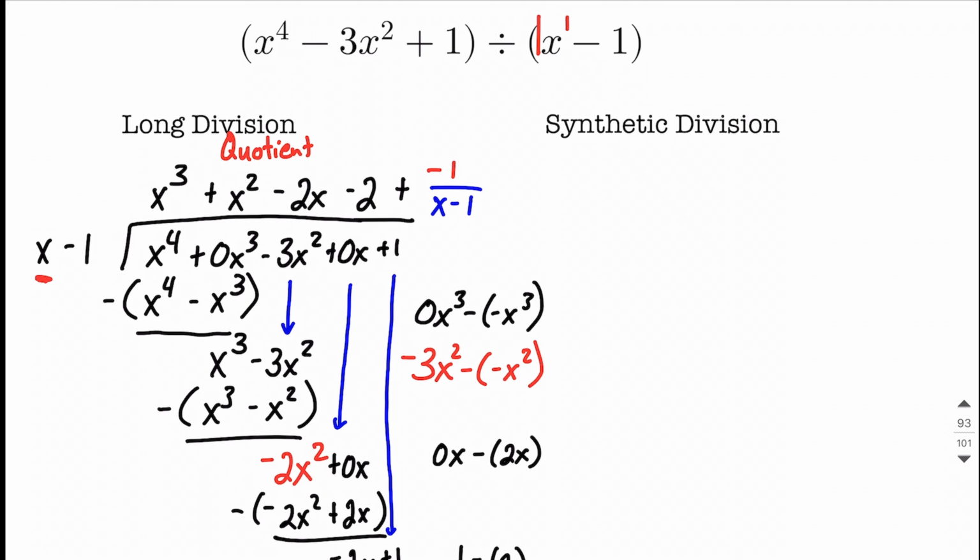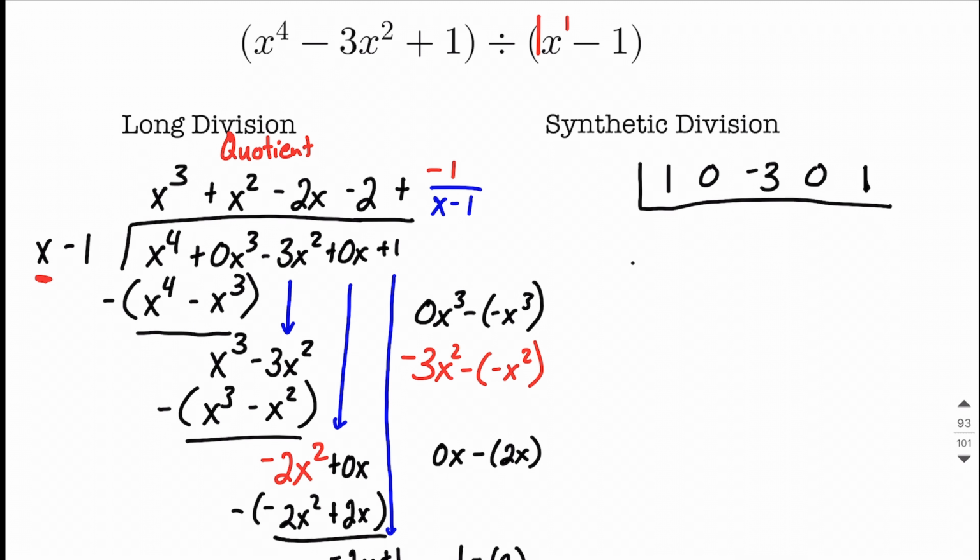So getting started with this, let's set it up first. I'm going to draw this symbol, this shape, and then basically steal our coefficients over here. All right, in the dividend, we have 1 is our leading coefficient. Now we skipped over the x to the third power, so I need to put a 0 as a placeholder there. Negative 3 is the coefficient on our x squared. We skipped over the x to the first power, so 0 goes there. And then our constant, a 1, is going to go at the end here.